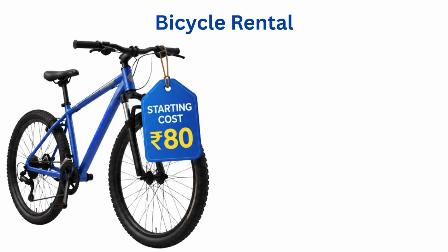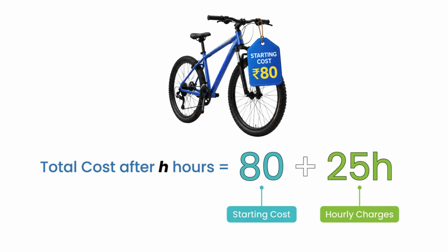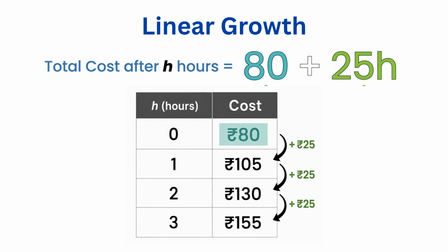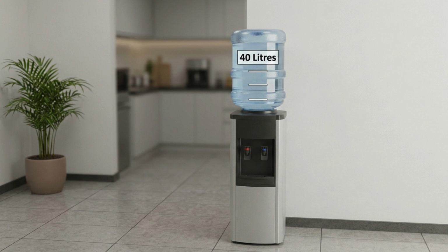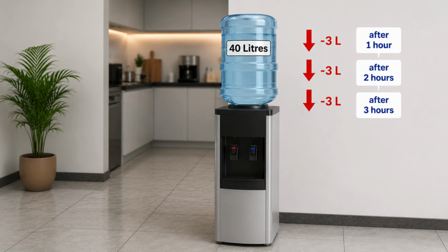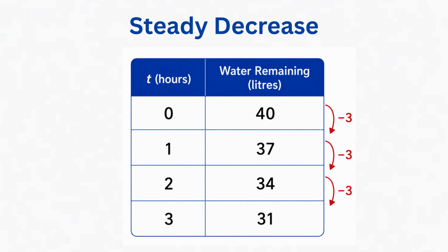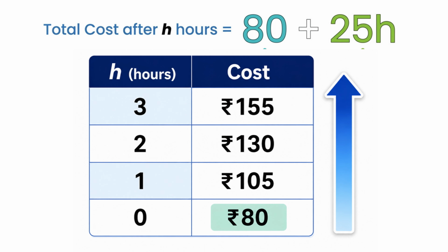Suppose the cost of renting a bicycle starts at 80 rupees and increases by 25 rupees every hour. The total cost after h hours becomes 80 plus 25h. As time increases, the amount rises steadily. This is linear growth. Now consider the reverse situation. A water cooler initially contains 40 liters of water, but loses 3 liters every hour. The amount remaining after t hours becomes 40 minus 3t. The quantity now decreases uniformly. This is linear decay.